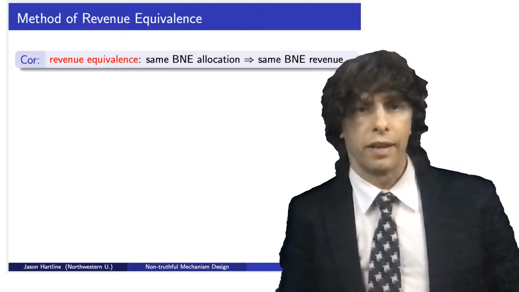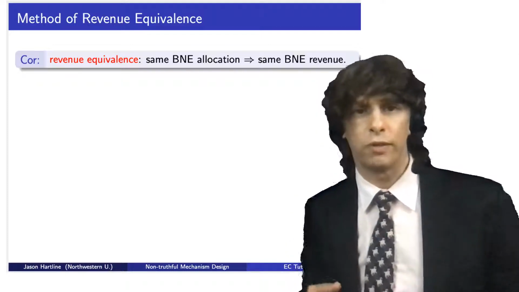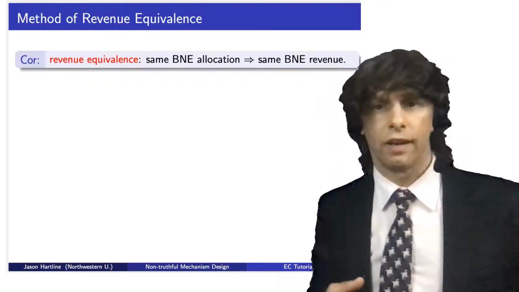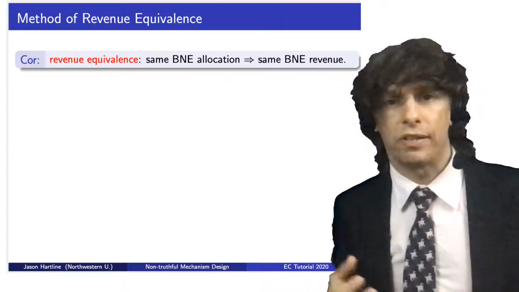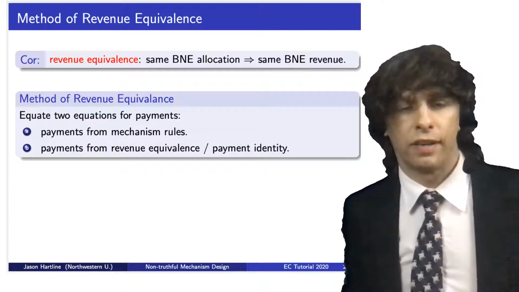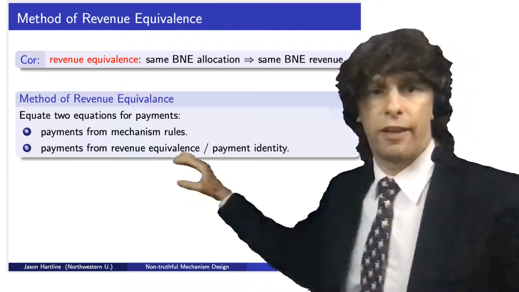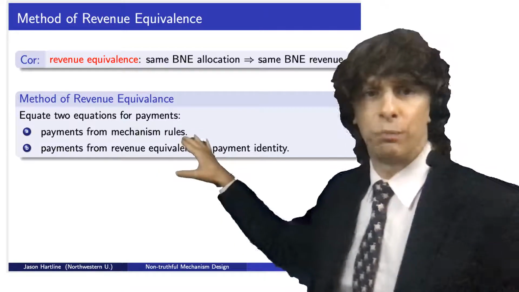Great. In this section, we're going to describe the method of revenue equivalence, which is to use revenue equivalence to observe very quickly properties of equilibria. The method of revenue equivalence equates two equations for payments. The first equation comes from the mechanism rules.